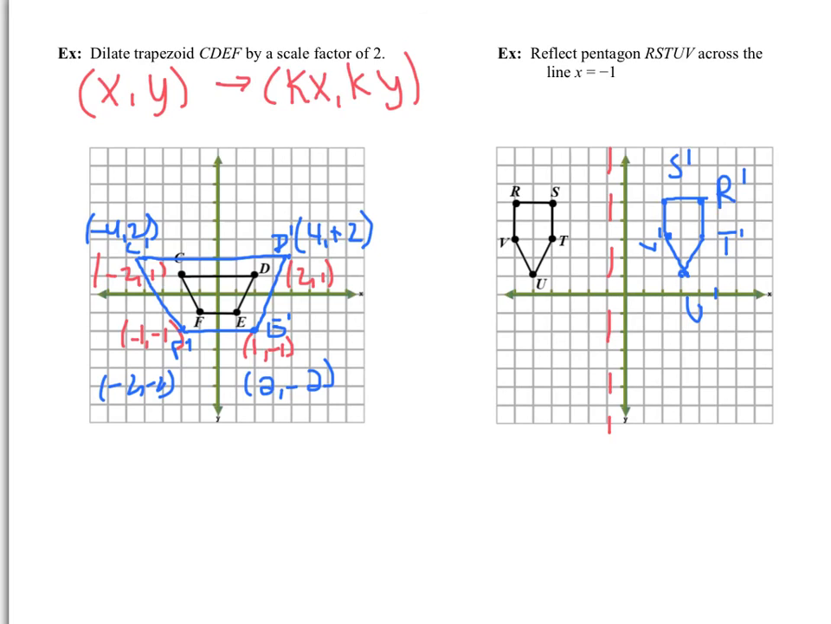And again, this one I just did by counting. So R had been 5, we talked about that. S was 1, 2, 3, 1, 2, 3, that's where S prime would be, and you could do that for each point.